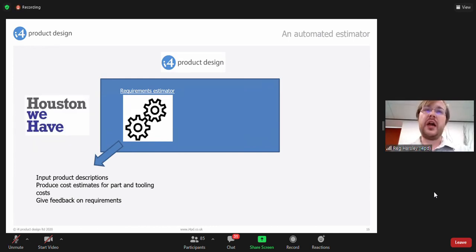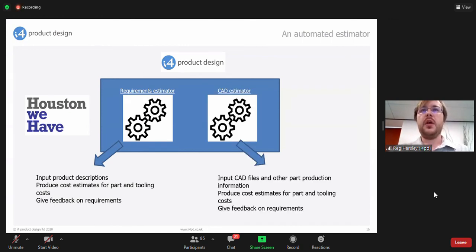So this is where Houston are developing their decision AI tools to help give users feedback and costing on this information. We also want to get costings from CAD tools. So we want to upload our CAD files and other production information, such as surface finishes or secondary operations. And again, we want cost estimates for part and tooling costs, and also feedback on any particular features within a part design that may be driving the cost to manufacture that specific part. This is where the researchers at the University of Edinburgh are developing tools to create this estimating.